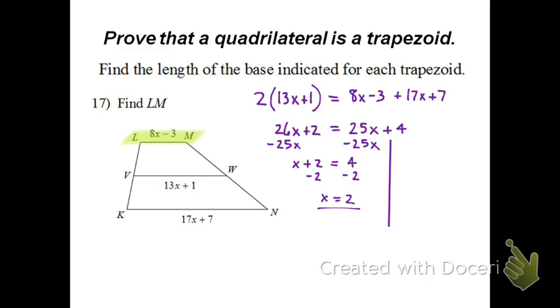So if we take 8 times that x we found, which happened to be 2, then we have 8 times 2 minus 3. Home stretch here. Not 18, it's 8 times 2. We get 16 minus 3. This is 13. So, side LM is 13 units long.